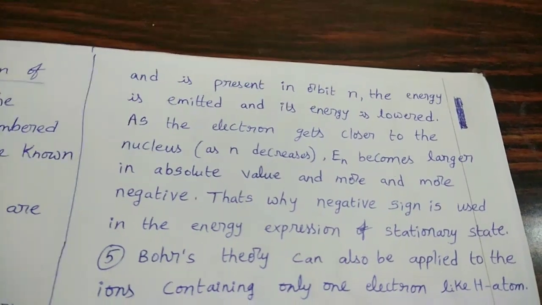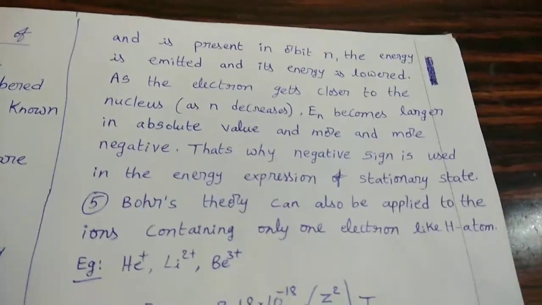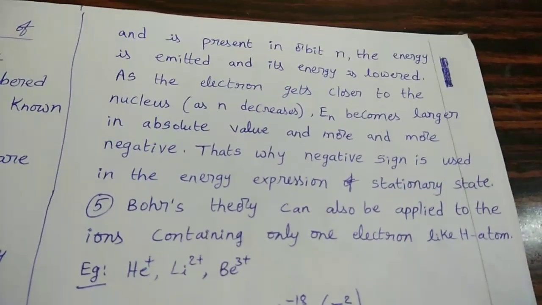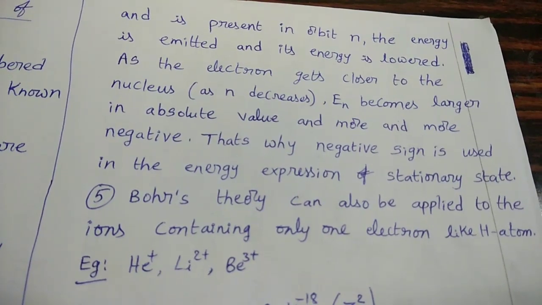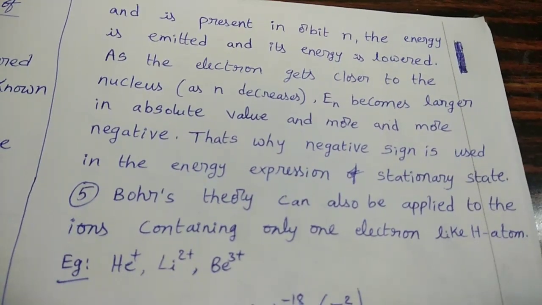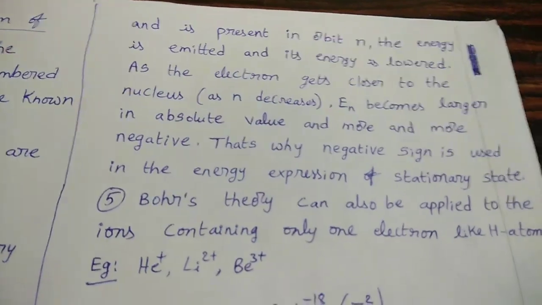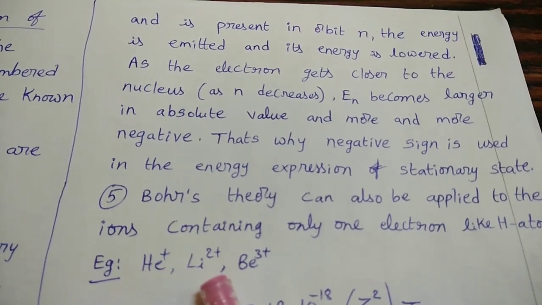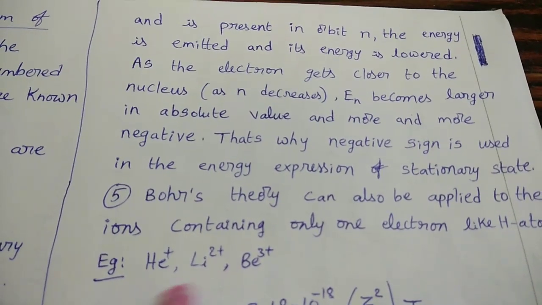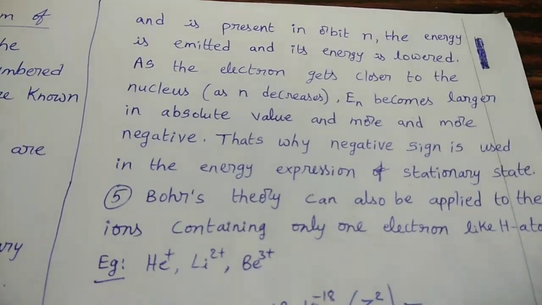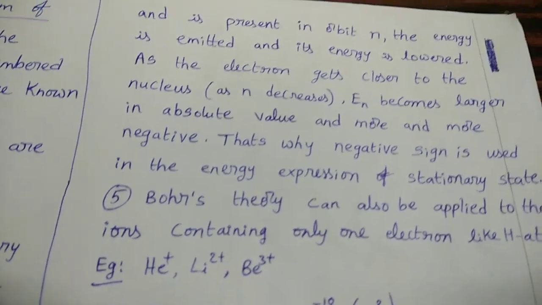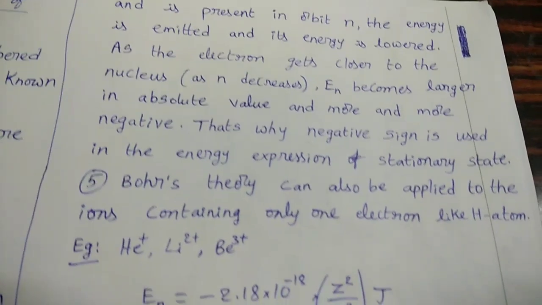Important point, remember carefully. Next, Bohr's theory can also be applied to ions containing only one electron like the hydrogen atom. See the examples: He plus, Li2 plus, Be3 plus. In all these ions, one electron is present just like the hydrogen atom. So we can apply Bohr's theory.